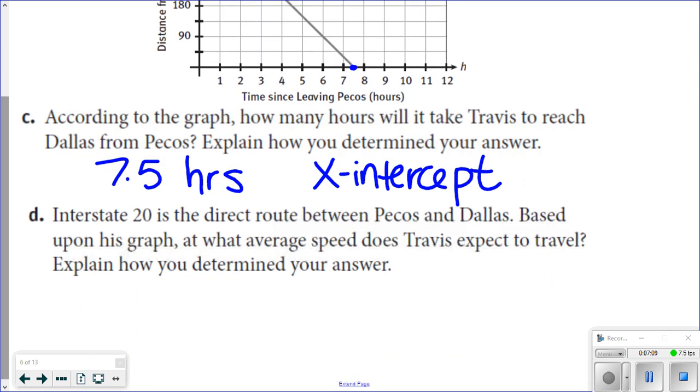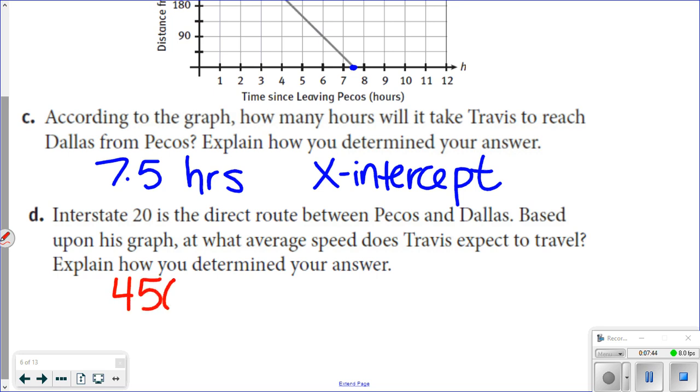Question D. Interstate 20 is the direct route between Pecos and Dallas. Based upon his graph, at what average speed does Travis expect to travel? And explain how you determined your answer. So please pause the video, and think: how many miles is he traveling, and how many hours does it take him? You're going to divide those two numbers. You can do it.